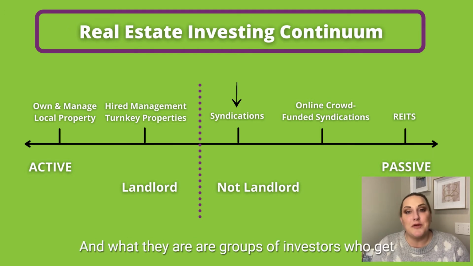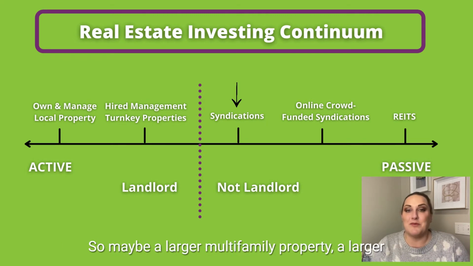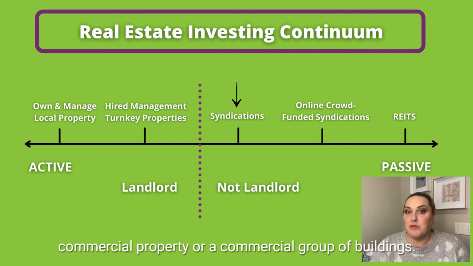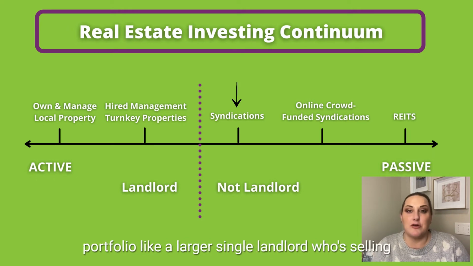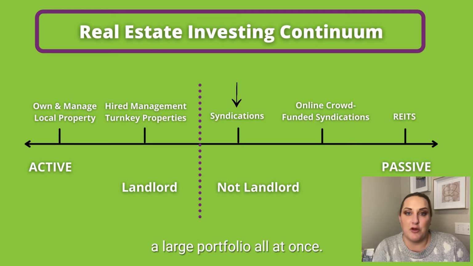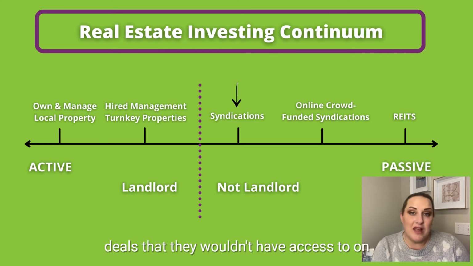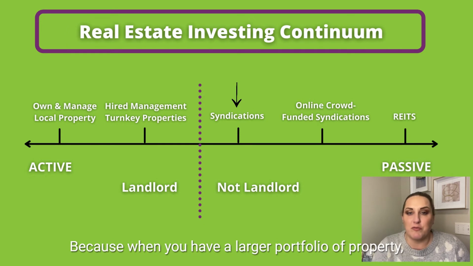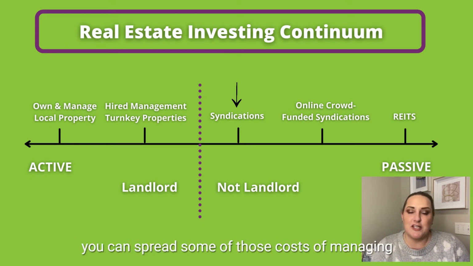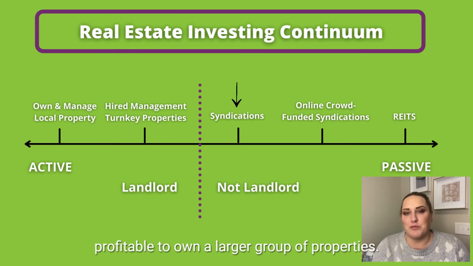And what they are is groups of investors who get together, pool their money, and will buy larger projects. So maybe a larger multifamily property, a larger commercial property, or a commercial group of buildings. Sometimes they'll get together to buy out a portfolio, like a larger single landlord who's selling a large portfolio all at once. It allows investors to get access to larger deals that they wouldn't have access to on their own, and also some economies of scale, because when you have a larger portfolio of property, you can spread some of those costs of managing it out over the larger portfolio, making it more profitable to own a larger group of properties.